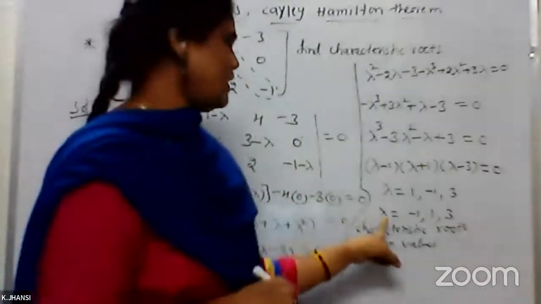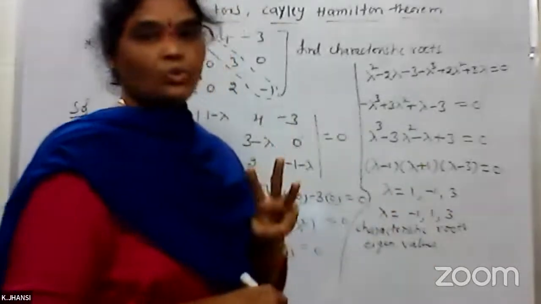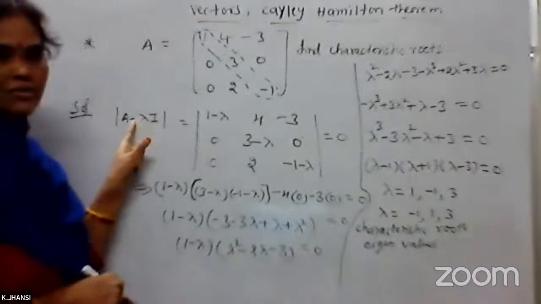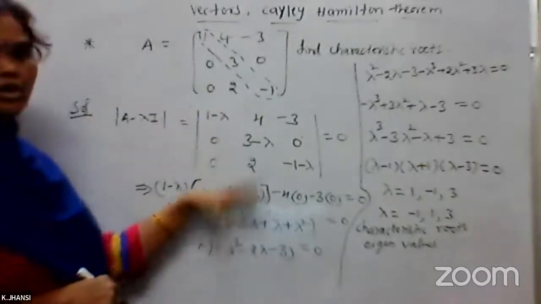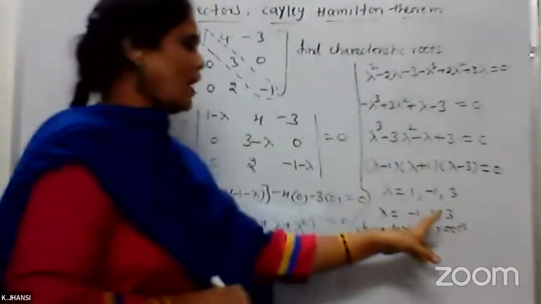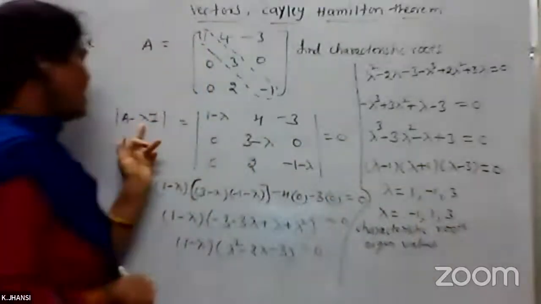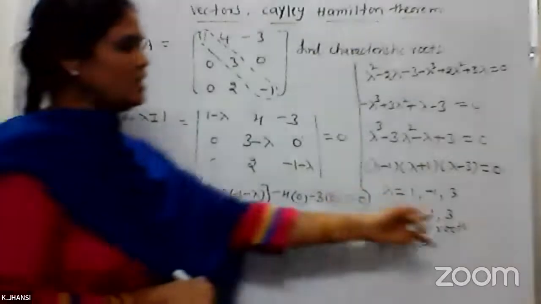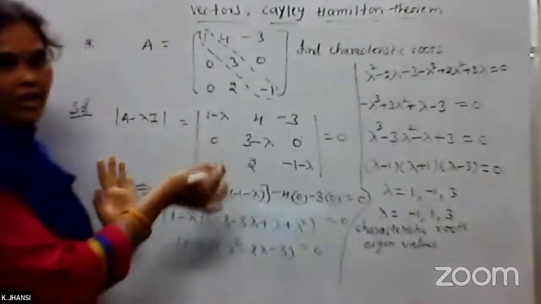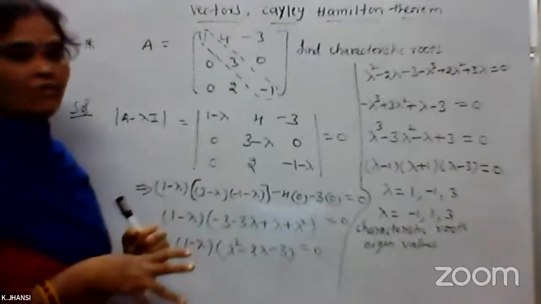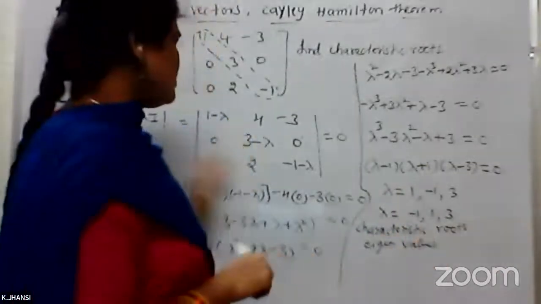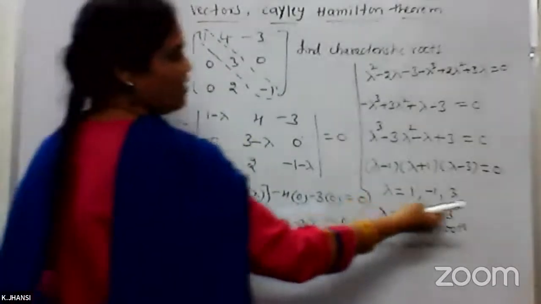Because we got 3 roots for lambda. So in the first case you write lambda as minus 1 and solve the matrix, and you will get the solution. In the second case you find it when lambda equals 1, and in the third case when you substitute lambda equals 3, you get one more eigenvector. So you will get the 3 eigenvectors for the 3 eigenvalues. That is the procedure to find them for the lambda values.